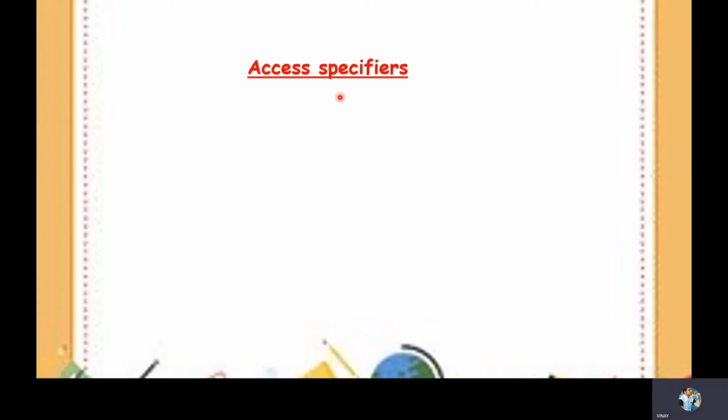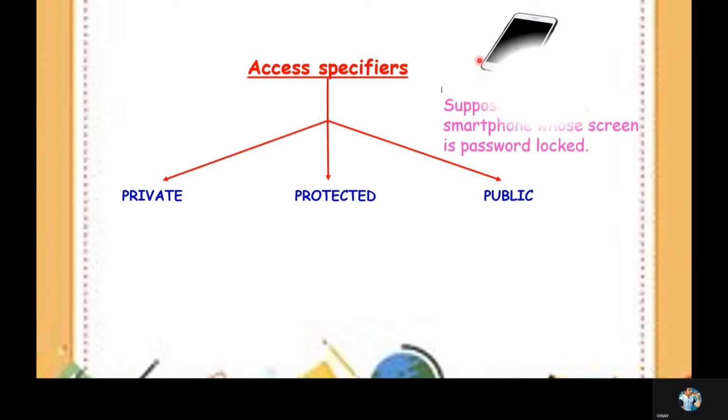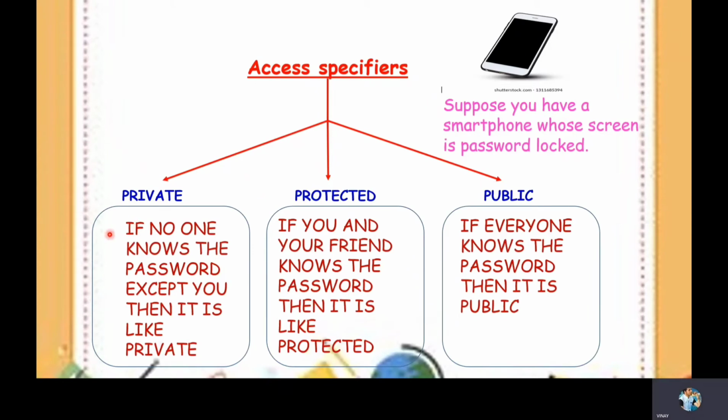Then let us discuss the access specifiers. Here access specifier has three types: private, public and protected. Let us assume our mobile as an access specifier. Suppose you have a smartphone whose screen is password locked. With respect to our mobile, if no one knows the password except you, then it is like private. If you and your friend know the password of your mobile, then it is like protected. Public means if everyone knows the password of your mobile, then it is public.